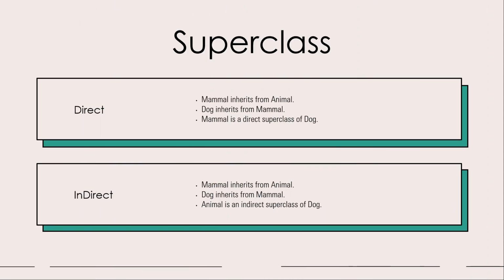We can have two types of superclass relations. The first is a direct superclass, which is the class that the subclass directly inherits. The second is an indirect superclass, which is any class that is above the direct superclass. So for example, let's say we have three classes, animal, mammal, and dog. Here, animal is going to be on top, mammal is going to inherit from animal, and dog is going to inherit from mammal. So relative to the dog class, mammal is its direct superclass, and animal is its indirect superclass.